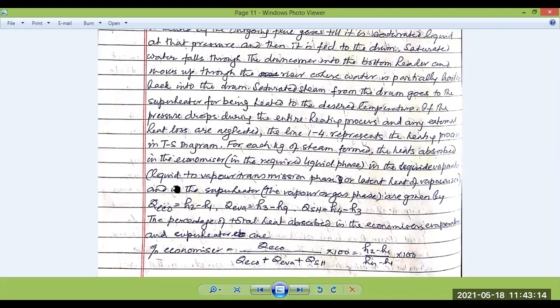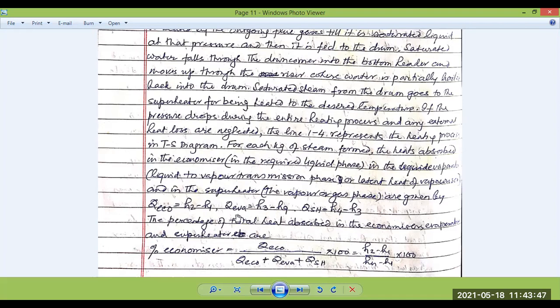Then it is sent to the superheater itself, where the vapor or gas phase is further heated. So it is given by Q economizer equals H2 minus H1, Q evaporator equals H3 minus H2, and Q superheater equals H4 minus H3.